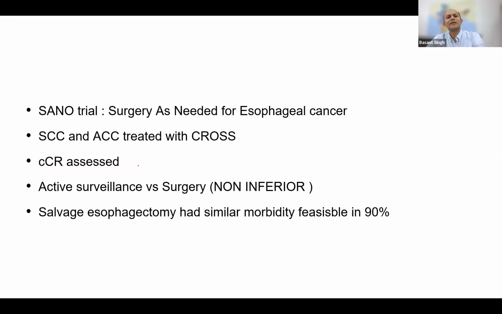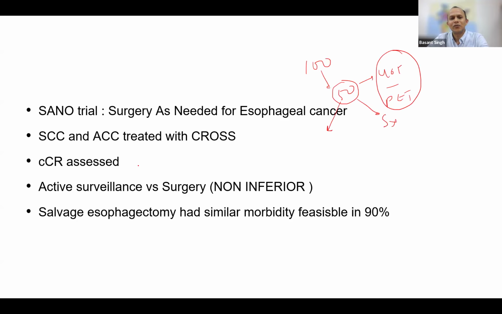And again, what they did, they took patients from both histologies, squamous cell and adeno, treated with cross, and they looked for clinical complete response. Then they divided the patients. Suppose they took 100 patients, 50 had clinical response. This response was seen with endoscopy, clinical symptoms, PET CT, bite on bite biopsy. When everything was negative, they assumed that it is a clinical response. So they had two groups. One group underwent surgery, other group was kept under surveillance. And they found that the group kept under surveillance was non-inferior to the group that underwent surgery. So that was the Sano trial.